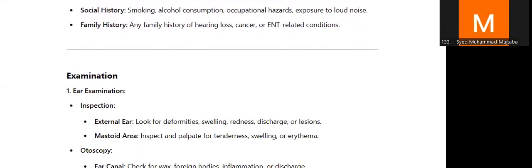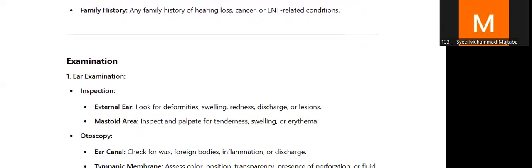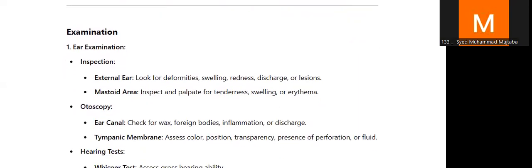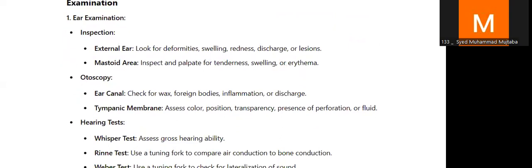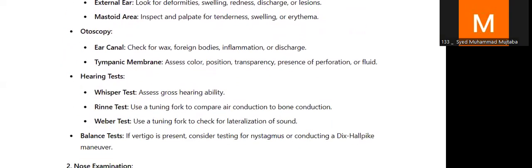Now we come to the clinical examination. For the ear examination, we do the basic voice test, watch test, the Rinne and Weber tests to know about the type of hearing loss, conductive or sensorineural. We look for any visible deformities in the ear canal. We look towards the ear. We look towards the mastoid area. We carry out an otoscopy, as well as different types of balance tests.